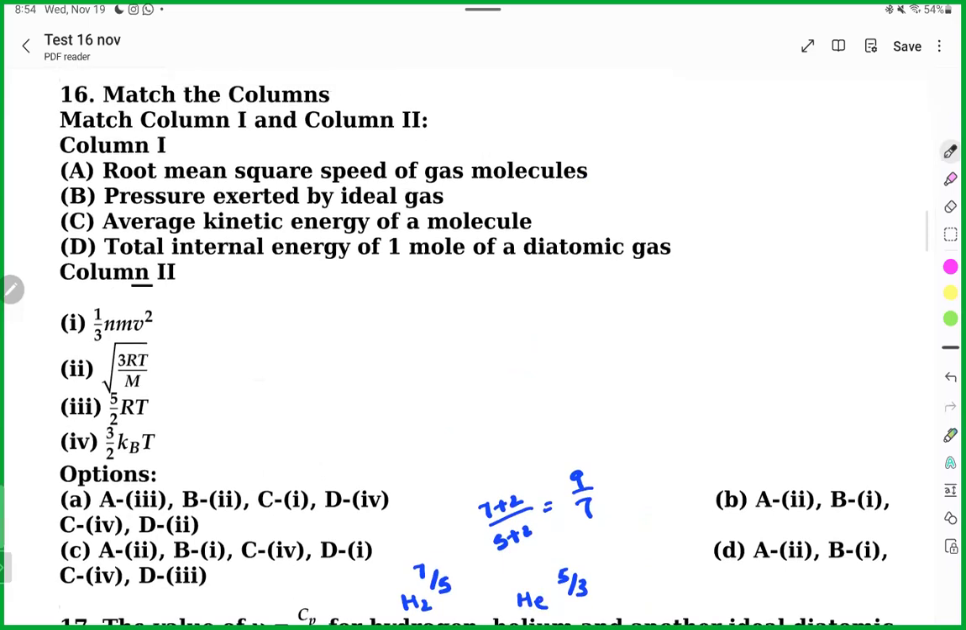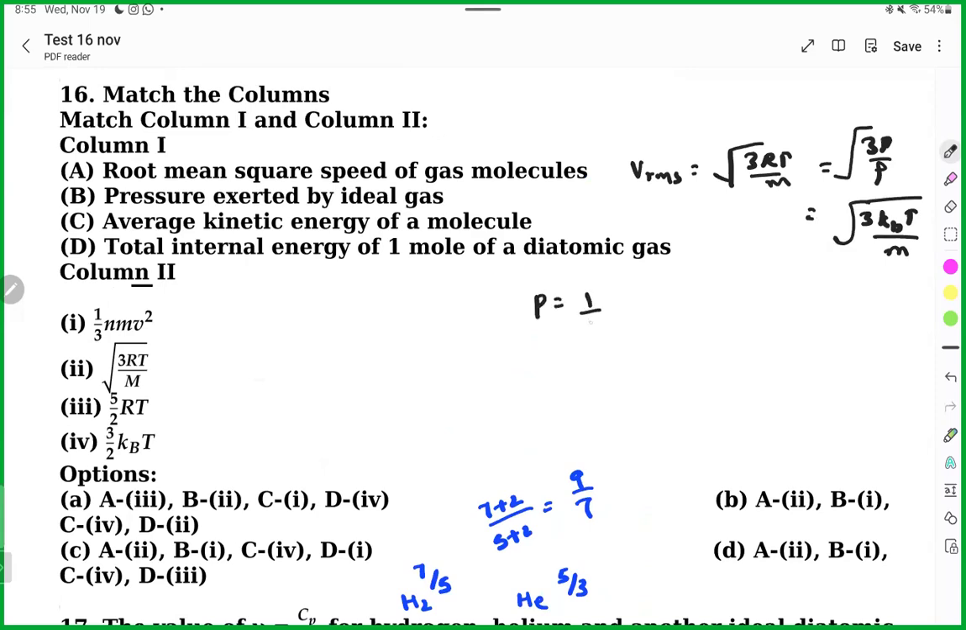Okay. So this is a direct question. Root mean square velocity, VRMS, is equal to under root 3RT by M, or under root 3P by rho, or under root 3 kBT by small m. These are the three formulas. Pressure is equal to 1 by 3 rho VRMS square. Correct? And this is equal to mass by volume VRMS square.